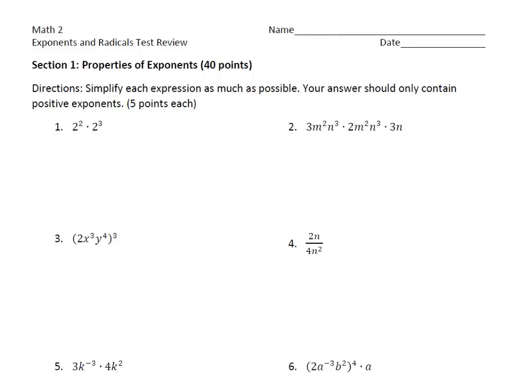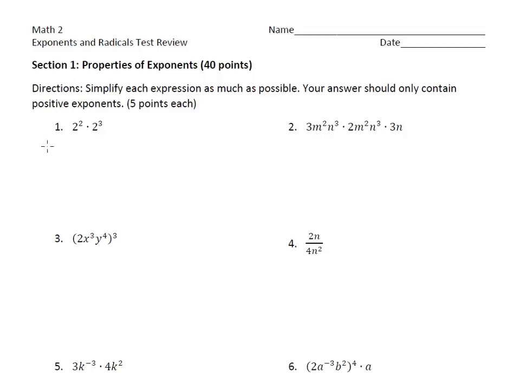All right, this is section one of the exponents and radicals test review. So section one, properties of exponents. Direction: simplify each expression as much as possible. Your answer should only contain positive exponents. Let's take a look at number one.